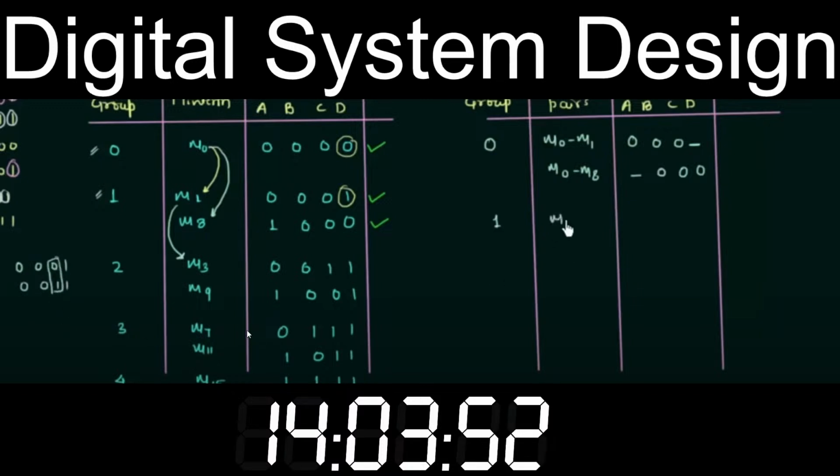So M1 M3 is a matched pair, and we have 0 0 underscore 1.